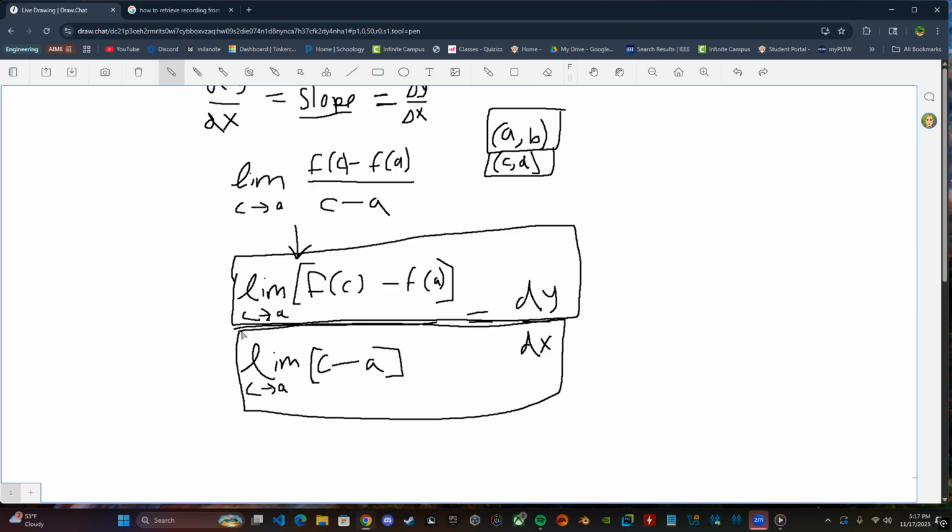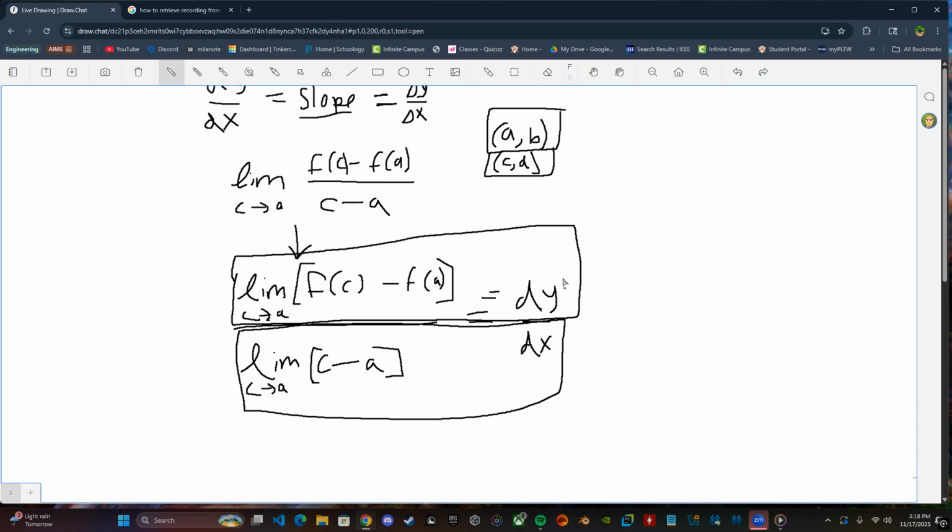So let me just explain this real quick. You get the limit as c approaches a of f of c minus f of a, and that's going to be equal to dy, okay? So try to make sense of that. It's basically 2 points on the function getting closer and closer to each other, but over here you're only thinking of it with regard to the y-axis, and the same thing's happening on the bottom. As c approaches a, the 2 points are getting closer and closer to each other, but you're only considering it on the x-axis, so this is just dx.